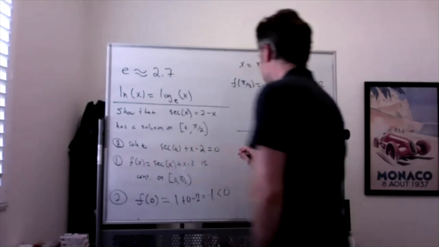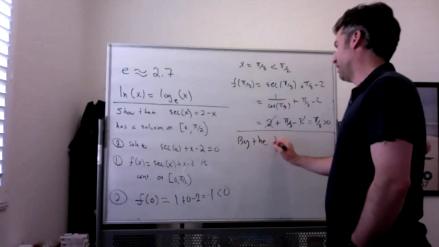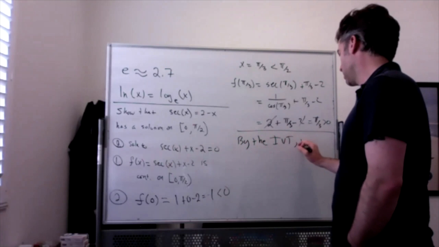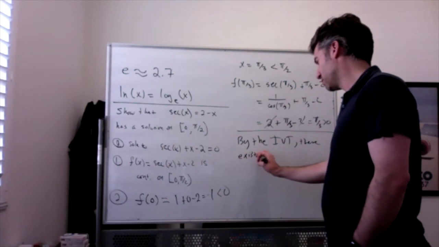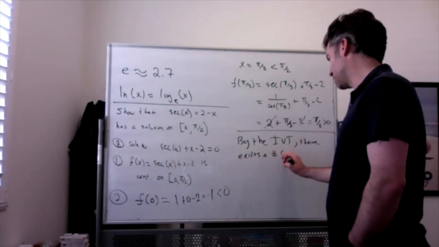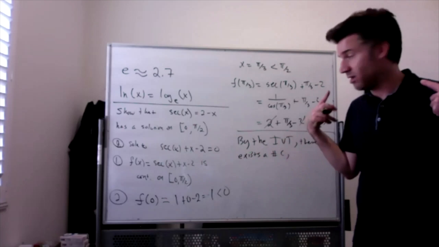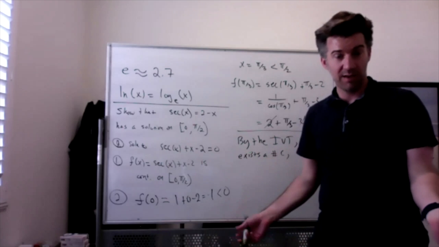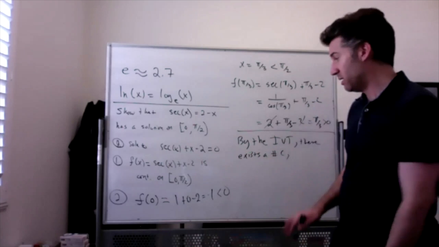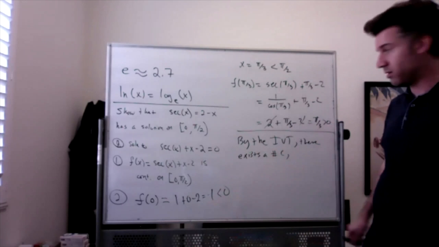So then, by the intermediate value theorem, there exists a number C, and I'm specifically going to say it's between the two numbers I picked. So I'm going to say C is between 0 and pi over 3, because those are the values I plugged in to get a negative thing and a positive thing.